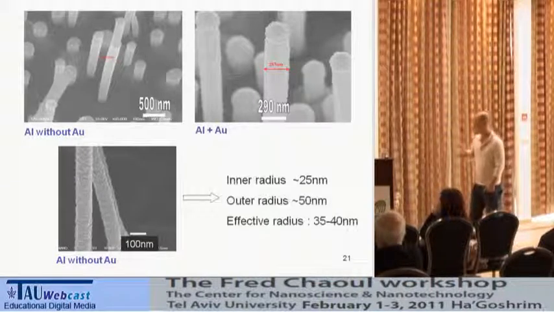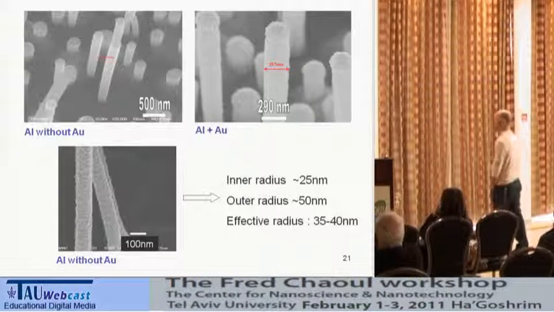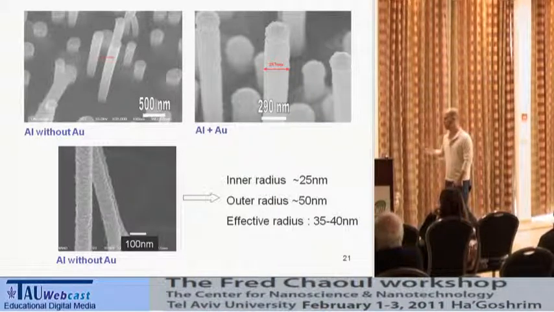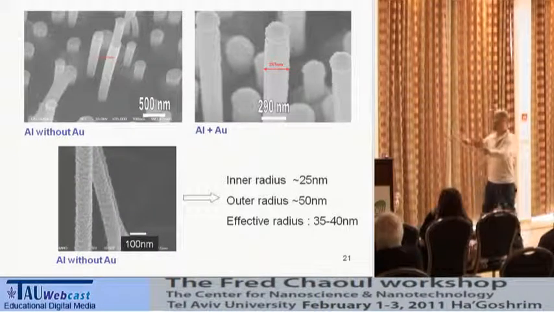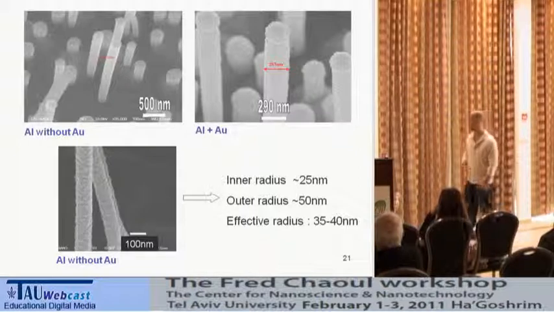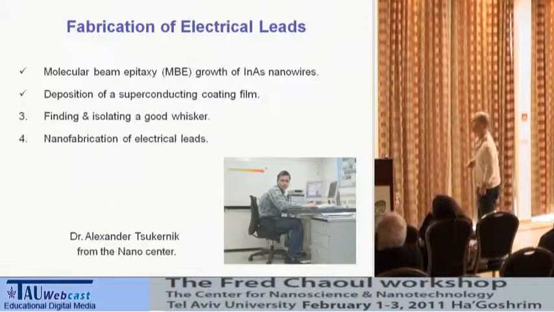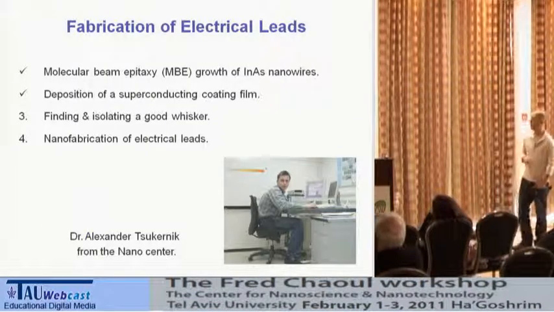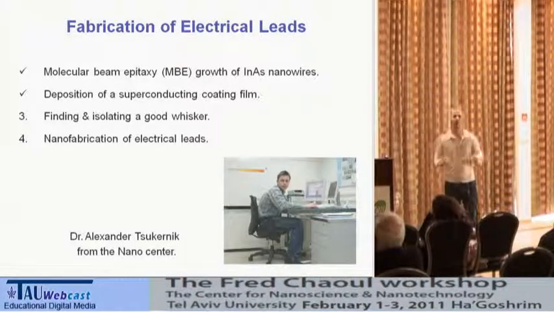So we can do some basic calculations. If the inner radius is about 25 nanometers and the outer radius is about 50 nanometers, it means that when I want to calculate the effective radius, it should be about 35 to 40 nanometers, depending on the specific whisker. And later on, we will see that this is, again, the ballpark that we are seeing when we are observing the data.